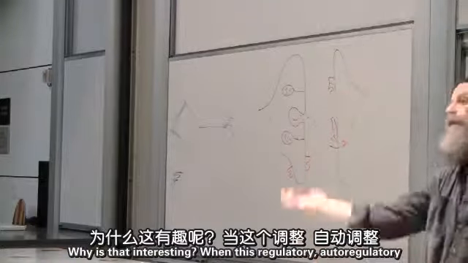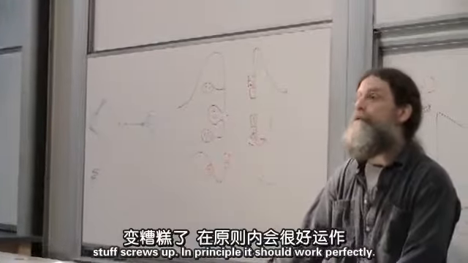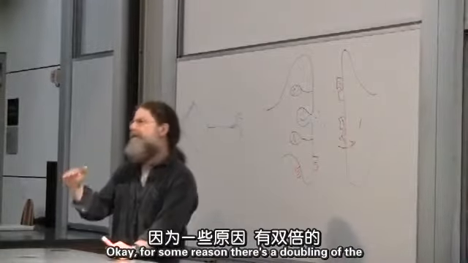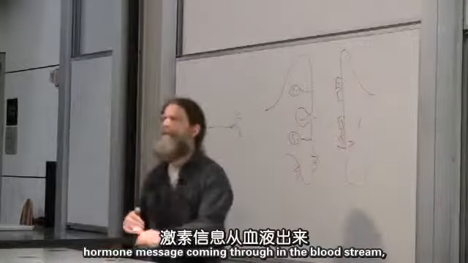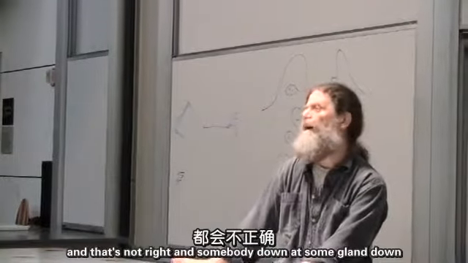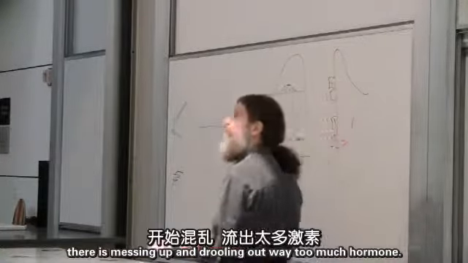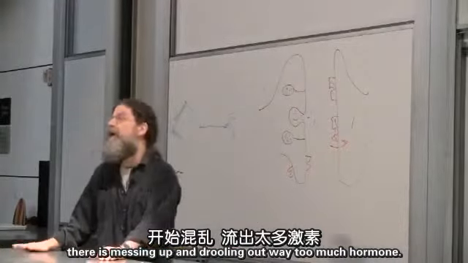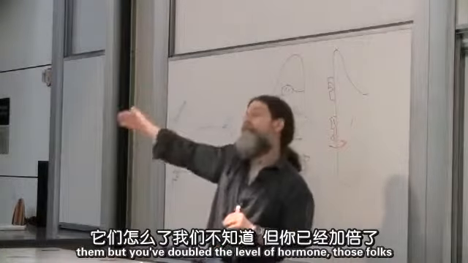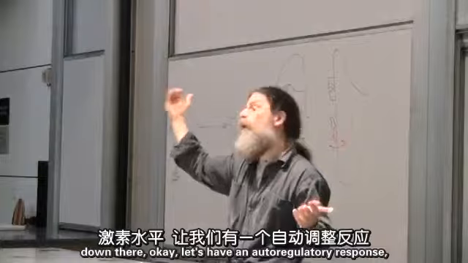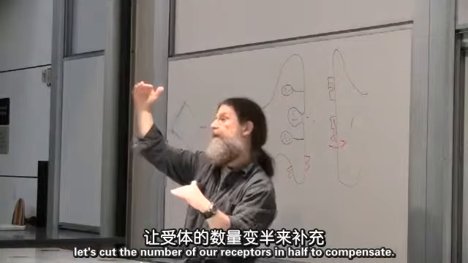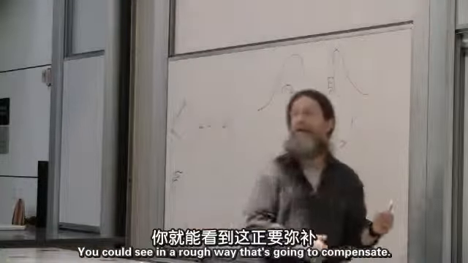When this autoregulatory stuff screws up. In principle, it should work perfectly. Okay, for some reason there's a doubling of the hormone message coming through in the bloodstream under some circumstance where it's going on for a long time, and that's not right, and somebody down at some gland is messing up and drooling out way too much hormone. So what are we going to do? We have no idea what's up with them, but you've doubled the level of hormone. Okay, let's have an autoregulatory response. Let's cut the number of our receptors in half to compensate.